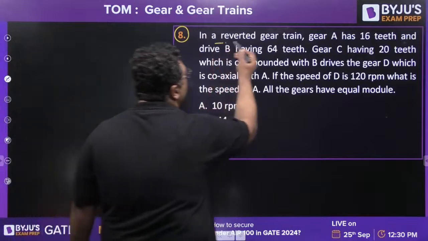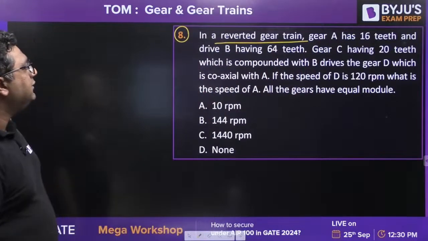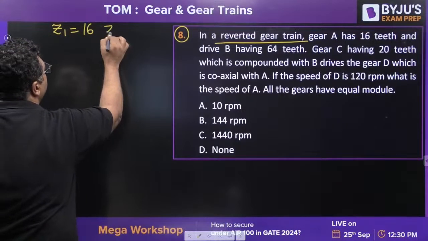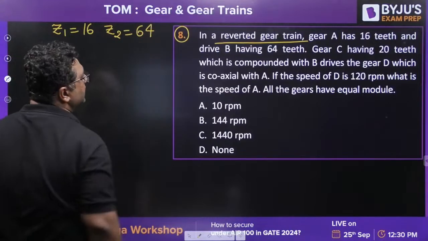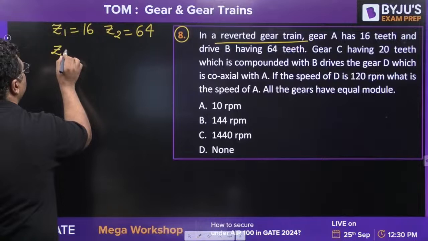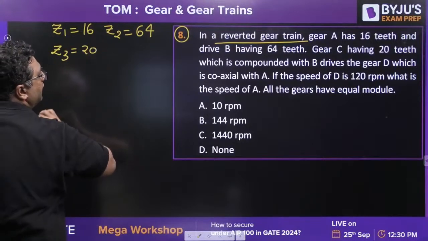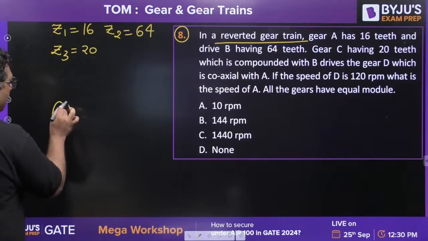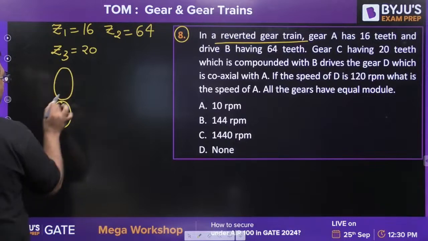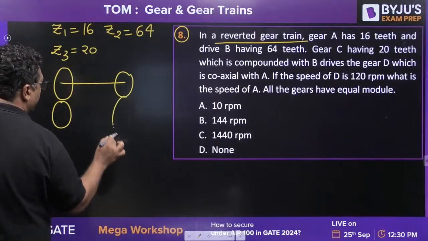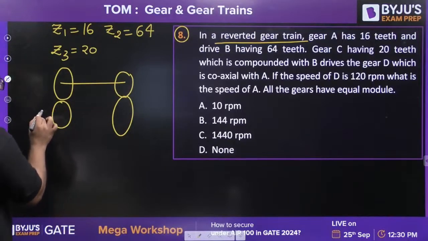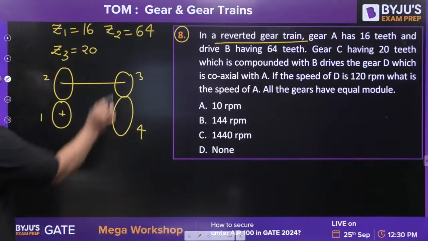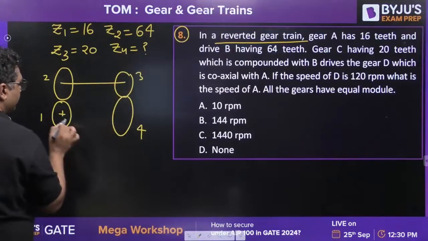This time it is a reverted gear train. Gear A has 16 teeth, B has 64 teeth. So Z1 is 16, Z2 is 64, ZC is 20, which is compounded with B. Here we have gear 1, 2, 3 and 4, and Z4 is not known to us.